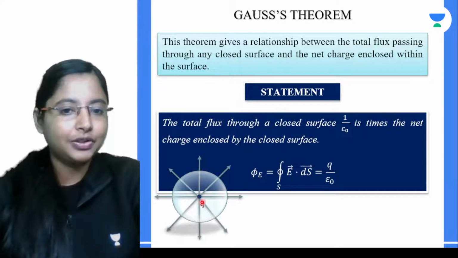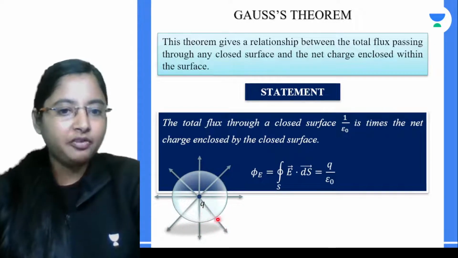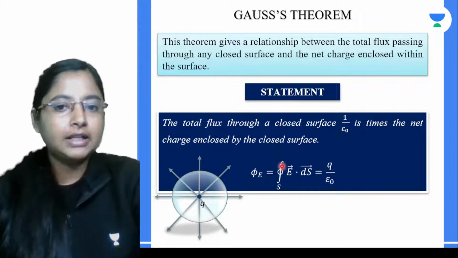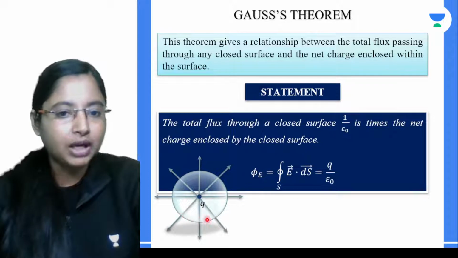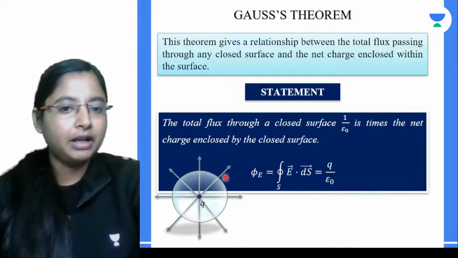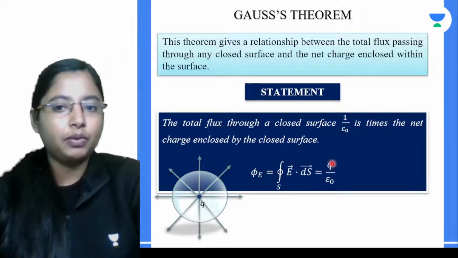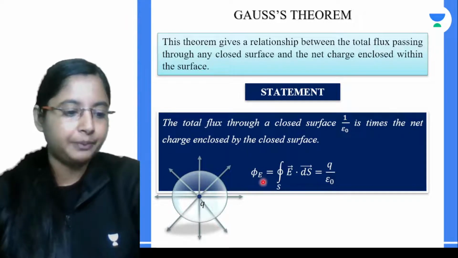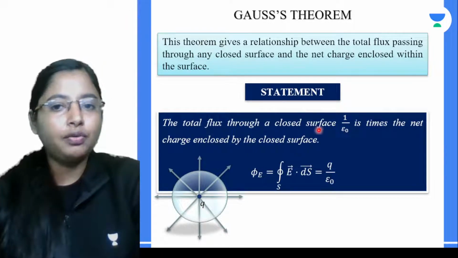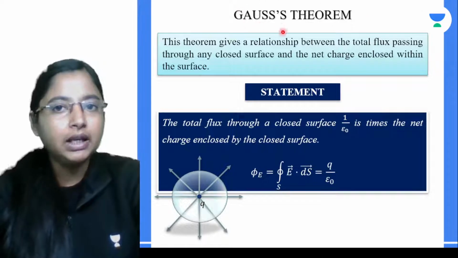So let's say this is a positive charge, so the field lines are going to be pointed radially outwards. How many field lines pass through this particular closed surface? That gives us the total flux through this surface, right? How many electric field lines pass through this given area gives us the flux. That flux is equal to Q by epsilon naught, that is charge times 1 by epsilon naught, the permittivity of this particular medium. This gives us Gauss's theorem.